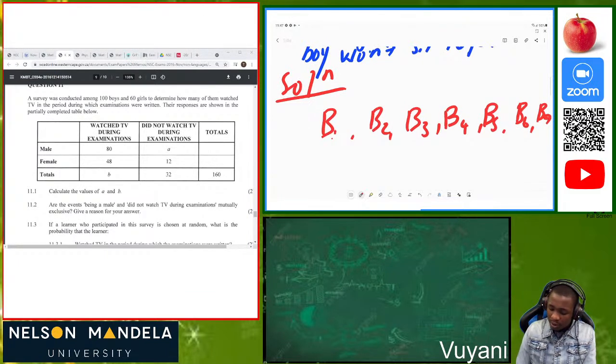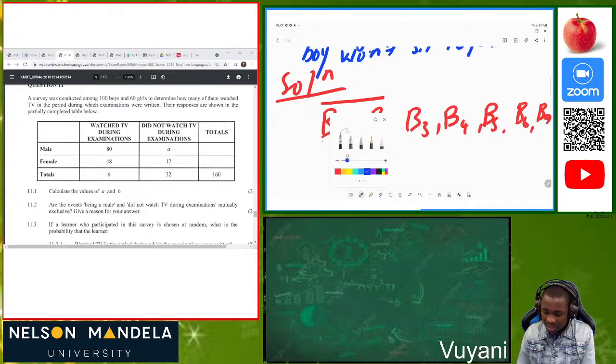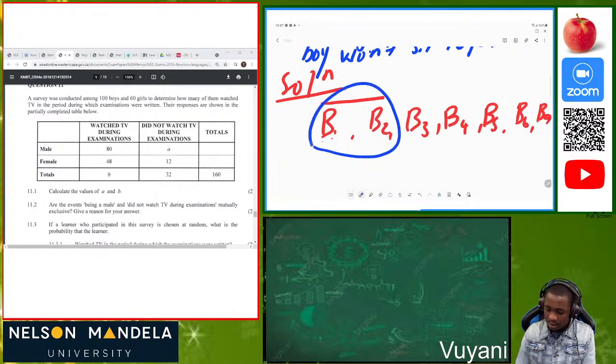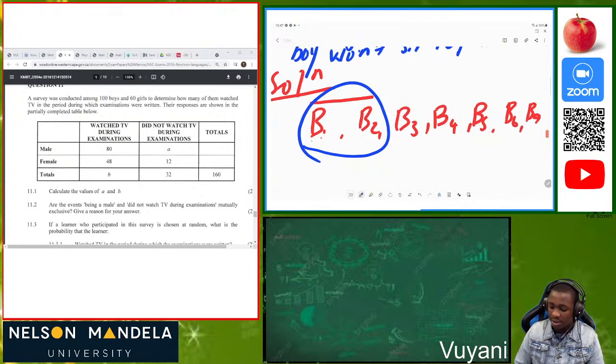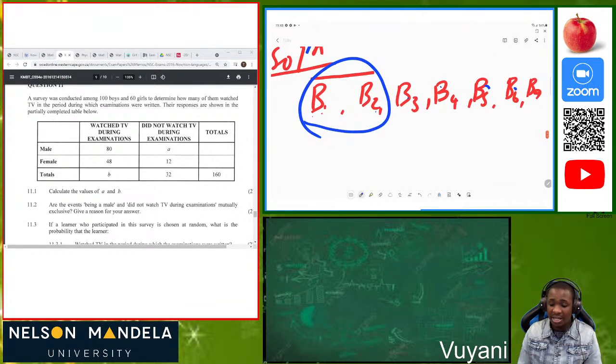If they sit next to each other, we treat them as 1, because they are sitting next to each other. Then let's count how many boys are seated now. We have 1, 2, 3, 4, 5, 6. So how many seats do we have now? 6, because the younger boy and the older boy are seated next to each other, and we treat them as 1.